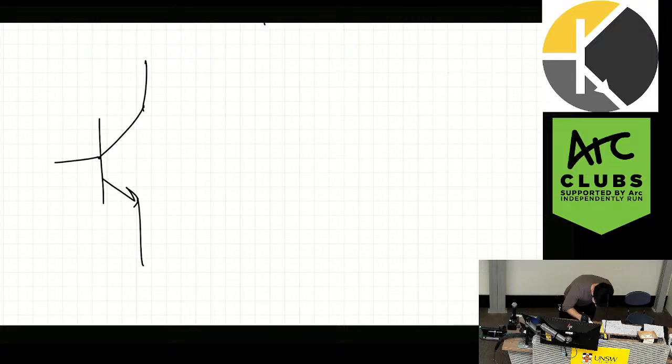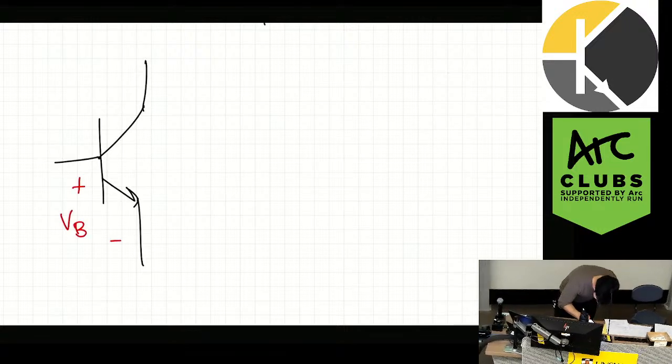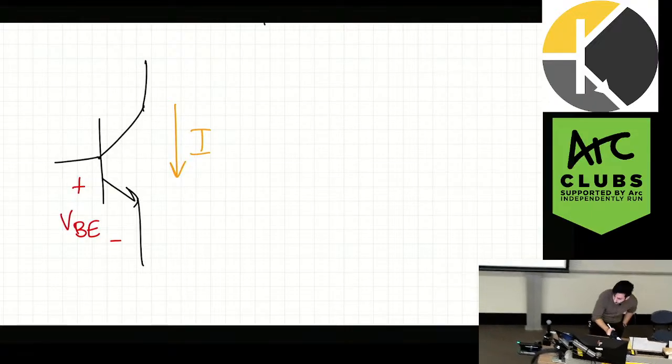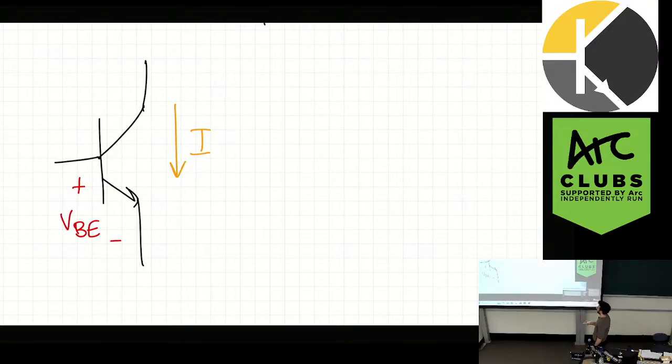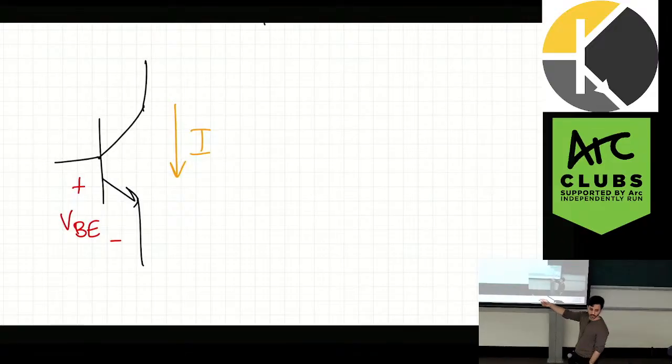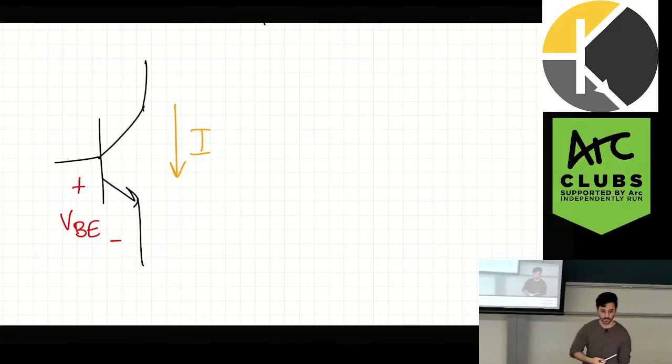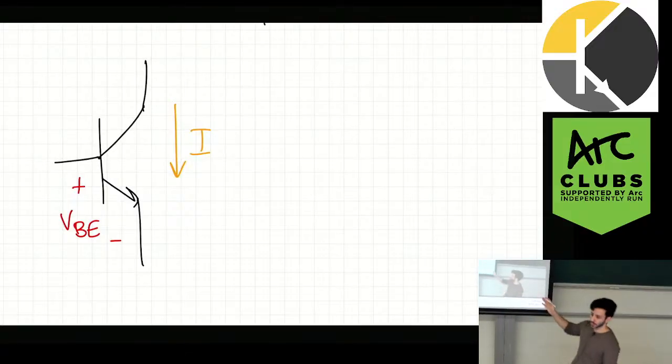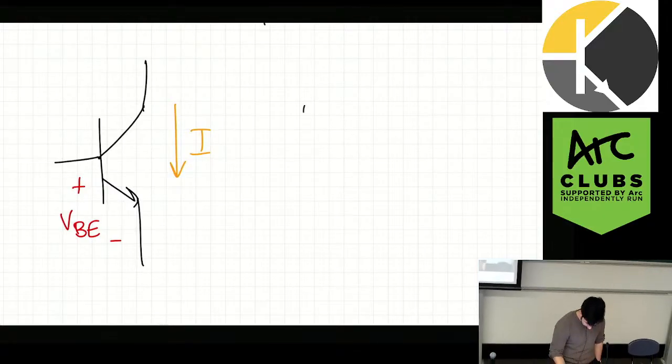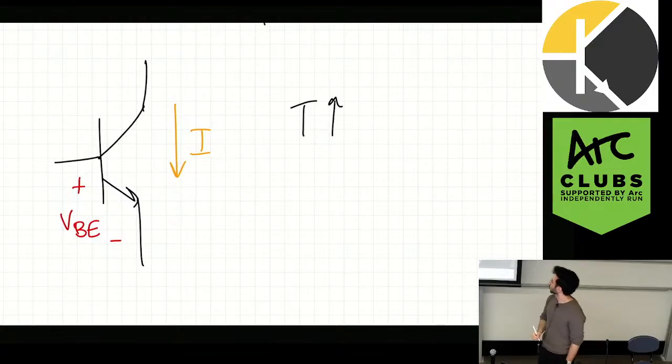And this is my base to emitter voltage, and this is current. Now, obviously, as you increase the base to emitter voltage, the amount of current will increase. Now, again, forgetting the biasing for a second, what happens when the temperature increases in this system?